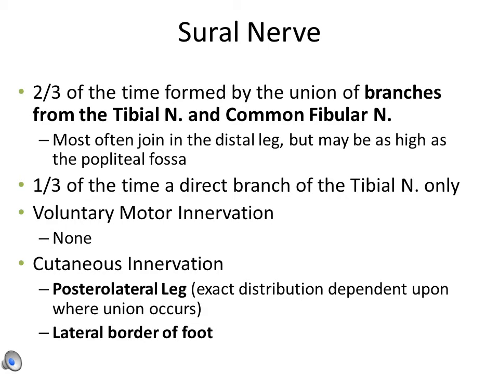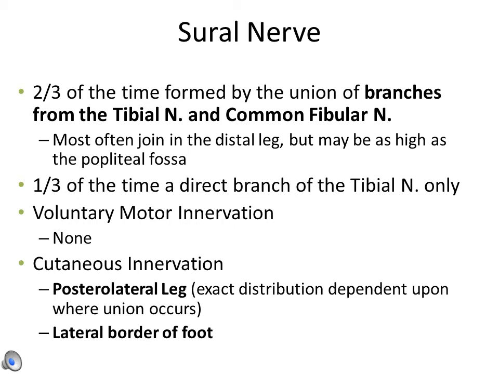The sural nerve is a branch of the tibial nerve, but two-thirds of the time is formed by the union of branches from the tibial nerve and the common fibular nerve. Most often, the tibial nerve and the common fibular nerve join together in the distal leg, but this union may be as high as the popliteal fossa. One-third of the time, the sural nerve is a direct branch of the tibial nerve only.